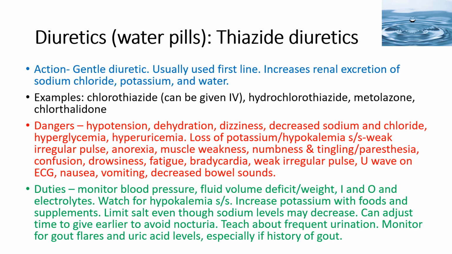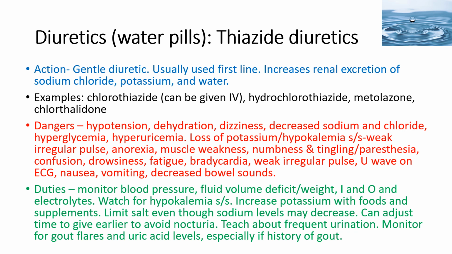We do want them to know they will be getting up to go to the bathroom frequently. Make sure they're not a fall risk when they do that. Make sure they have well-lit hallways and everything so you can get to their bathroom. And with that uric acid, we want to monitor for gout flares and uric acid levels, especially if they have a history of gout. Take a screenshot if you need to.